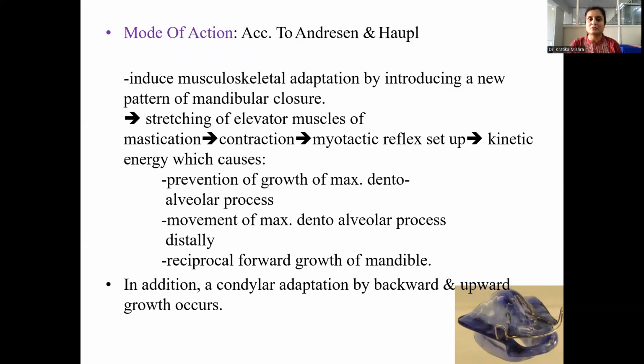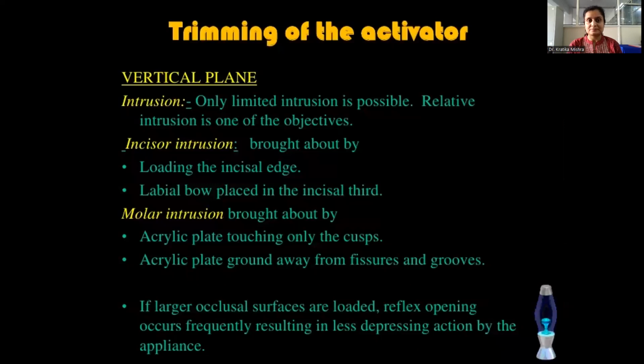Now, what is the mode of action according to Anderson and Hoppel? It induces the musculoskeletal adaptation by introducing a new pattern of mandibular closure, that is, stretching of elevator muscles of mastication, leading to contraction and myotactic reflex setup, which releases the kinetic energy that causes the prevention of growth of maxillary dentoalveolar process, movement of maxillary dentoalveolar process distally, and which results in reciprocal forward growth of the mandible. In addition, a condylar adaptation by backward and upward growth occurs.